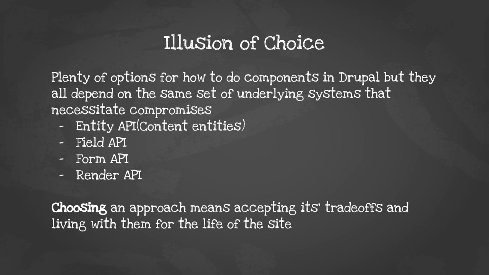And that leads into the real reason, right? The reason it feels like it's possible is because you have an illusion of choice. There's plenty of options for how to build components in Drupal, but they all depend on the same underlying systems, right? They all depend on entity API, field API, form API, and render API. So fundamentally, there are issues modeling component data structures in those systems, and regardless of what combinations you do, you're going to run into an issue. That is pretty much the conclusion I've come to. There's not a correct way to build a component system in the current state of those four APIs.